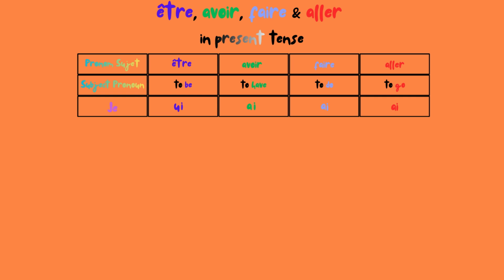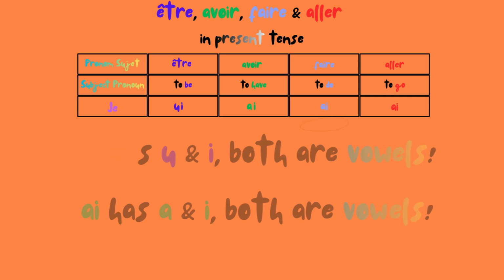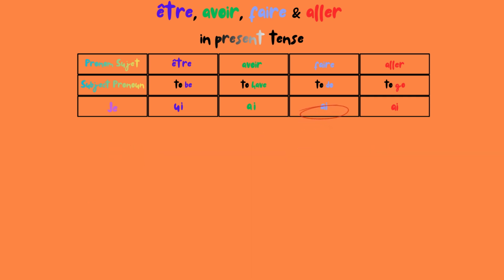So now, what we have for je with the verb être is ui. Je with avoir is ai. Je with faire and aller is also ai. Remember to note that in ui, both u and i are vowels. In ai, both a and i are vowels. Let's retain the focus in the cell under to do. What do we have there?